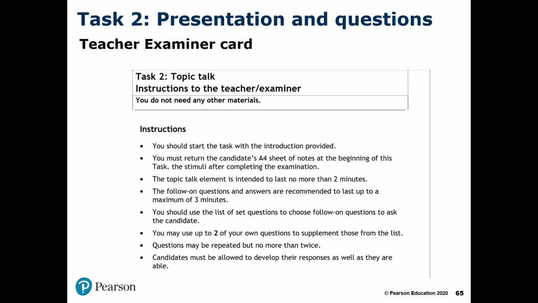But anyway, look, task 2, this is the instructions for the teacher examiner. You should start the task with the introduction provided. You must return the candidate's A4 sheet of notes at the beginning of this task, the stimulus after completing the exam. The topic talk element is intended to last no more than 2 minutes. Follow-on questions, as we said, 3 minutes.